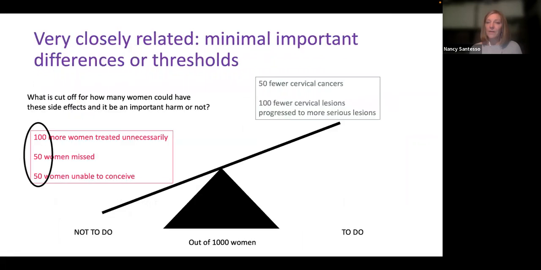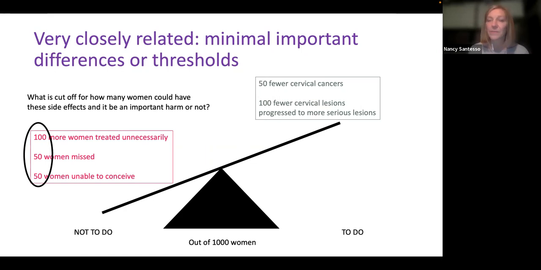Okay, great. A couple more things, and Luba already mentioned this, and we had the question in the beginning about minimal important differences or thresholds. The question is, what is the cutoff for how many women could have these side effects before it would be considered an important harm or not? Here, 100 more women are treated unnecessarily, 50 women are missed, 50 women are unable to conceive. Where is our cutoff? Are we willing to accept 50 women out of 1,000, or are we willing to accept 100 women out of 1,000? We can obtain that type of information many times from studies that measure these minimal important differences or thresholds.